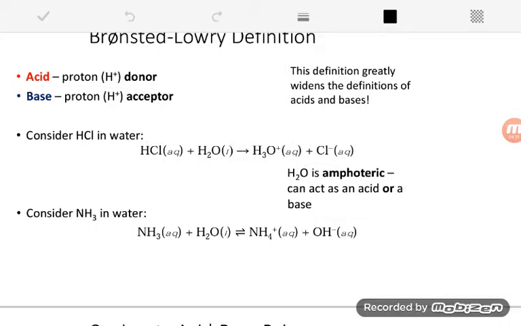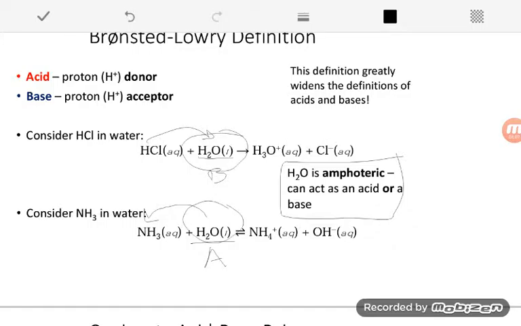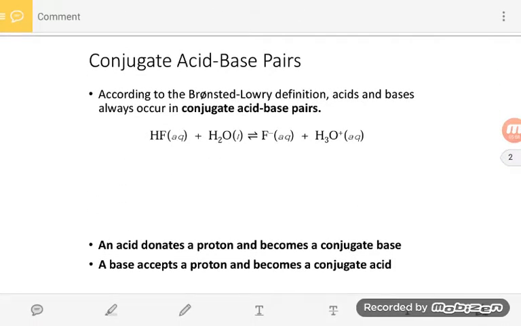Notice, interestingly, that in this equation, water accepts the hydrogen, and that makes him a base. Whereas in this equation, water donates the hydrogen, and that makes him an acid. So water is pretty unique in that he is amphoteric, meaning he can act as an acid or a base. And several different molecules can do this, and we'll learn to write equations for amphoteric molecules. But it's important to note that water is going to be very, very useful to us because of this amphoteric property.